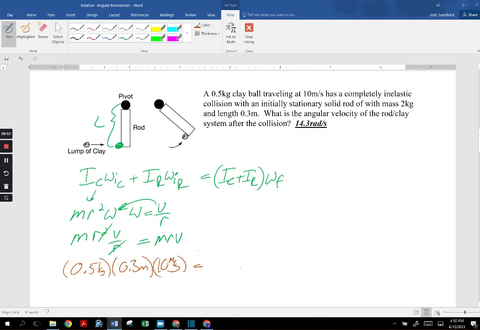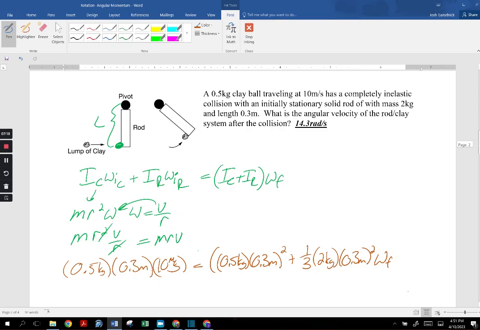Afterwards, they are stuck together, so we add their moments of inertia, which is 0.5 kilograms times L squared, which is 0.3 meters. And the moment of inertia for a rod rotating about its point is 1/3 ml squared. And that's going to be 1/3 2 kilograms, length squared, and then final angular velocity.